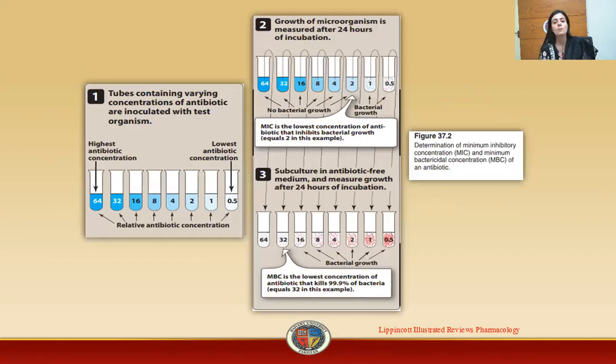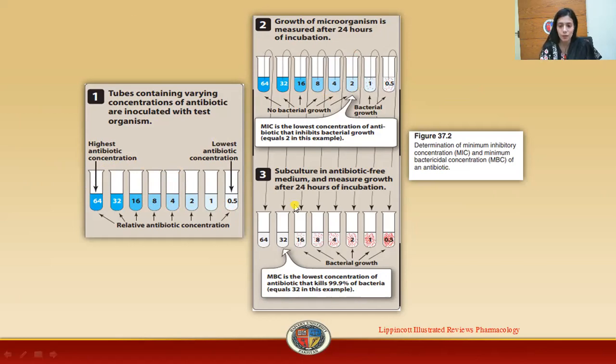So now, what is minimum inhibitory concentration and what is minimum bactericidal concentration? To understand this, look at these figures. We have different test tubes containing the bacteria. Now, we have introduced antibiotics in them. In the first test tube, we have 64% antibiotic, then 32, 16, 8, 4, 2, 1, and 0.5%. You can see that in the tube where you have used 2% antibiotic, there is no bacteria. So this is the minimum inhibitory concentration which has inhibited the bacterial growth. We will call it MIC.